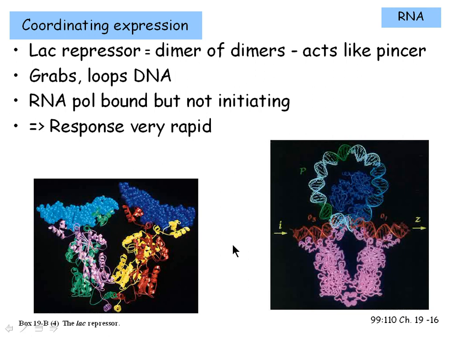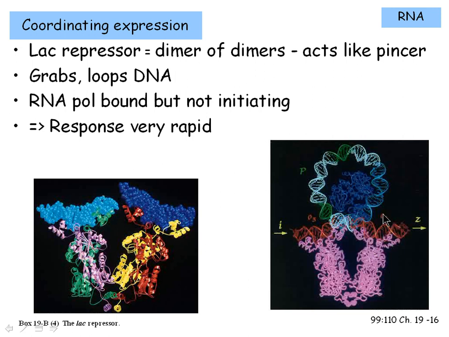I don't always know why protein people pick the colors they pick. So the lac repressor, shown over here by itself, is a dimer of dimers. So it's a pair of two proteins in each one. And it acts like a pincher to grab to the DNA. And this is what the lac operon looks like when the lac repressor has grabbed onto it. And you can see how it's grabbed that DNA and holds it in a constrained configuration, almost looking a little bit like a nucleosome or something, inside-out nucleosome.